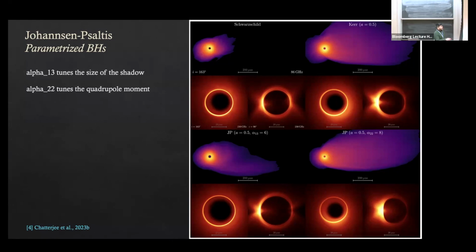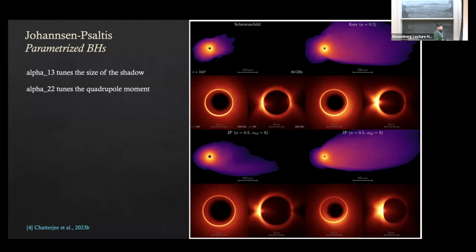So we have these sets of figures for the different kinds of black holes. Here is a Kerr black hole. You see a more powerful jet because the black hole is spinning. Here is a black hole with this different alpha 13 parameter, and you can see that the black hole shadow is larger than in the Kerr case, and it has a weaker jet as well.